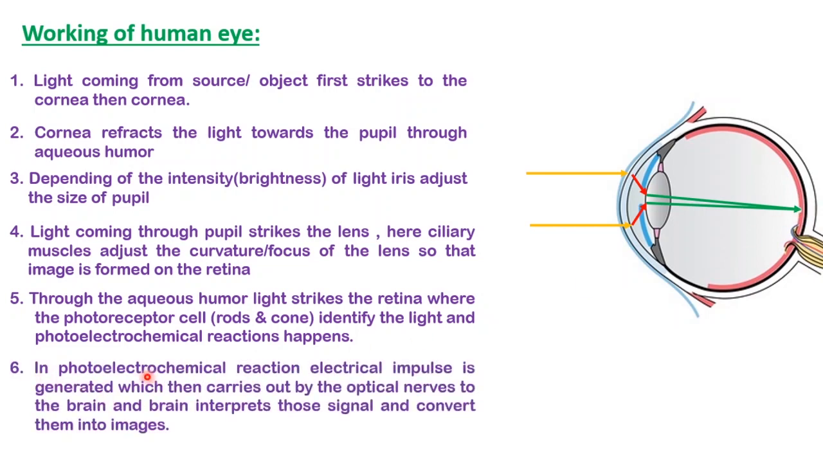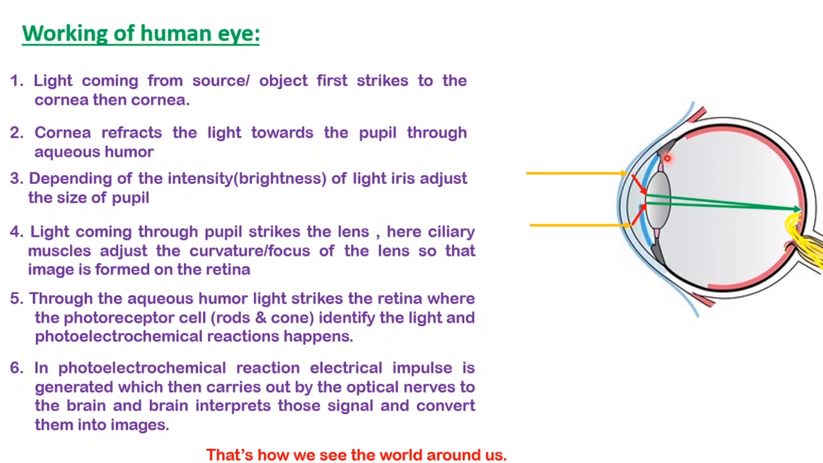Okay, so from the photoelectrochemical reactions, electrical impulses are generated, which are then carried by the optic nerves to the brain. The brain interprets those signals and converts them into images. Okay, so this is how we see the world around us.